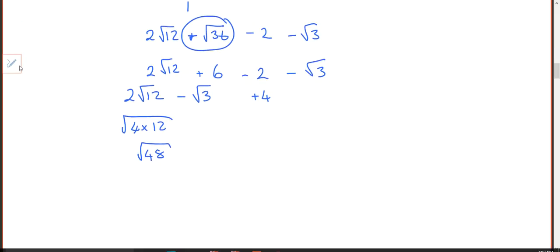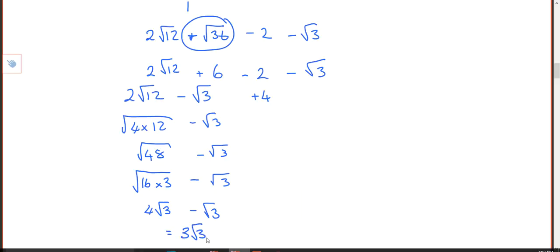16 times 3 is 48. So that's root 16 times 3, and then that's 4 root 3 because 16 is a square number. And then 4 root 3 minus root 3 is 3 root 3. Then I've got the plus 4 to bring down, so I've got 3 root 3 plus 4.